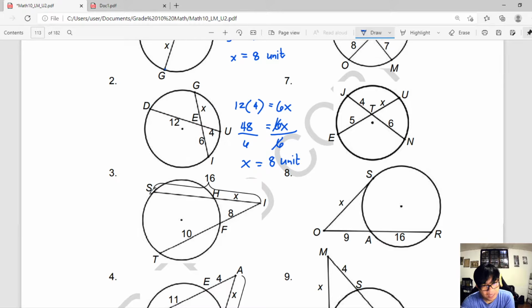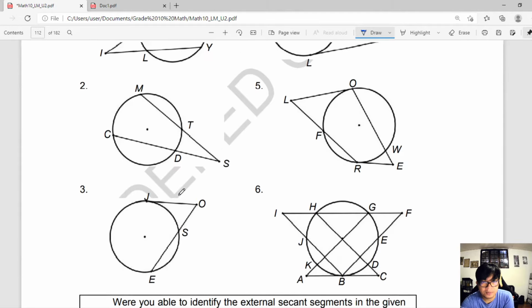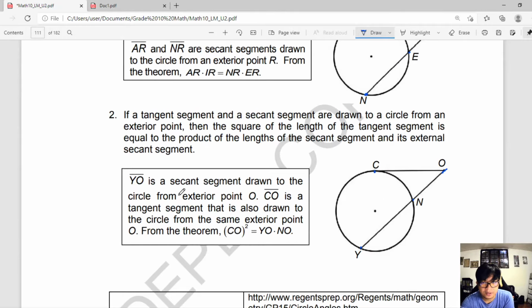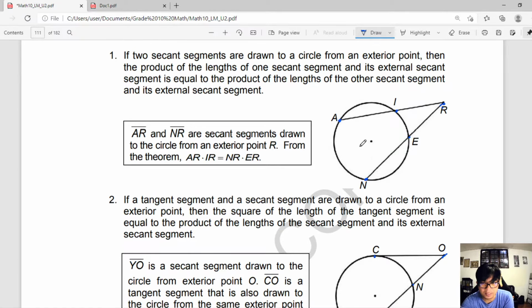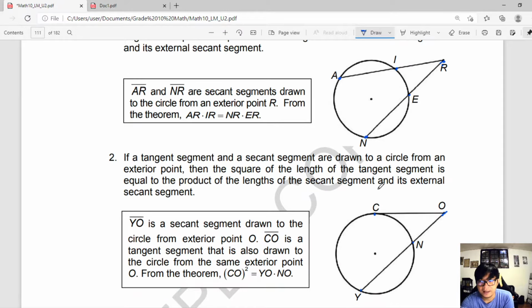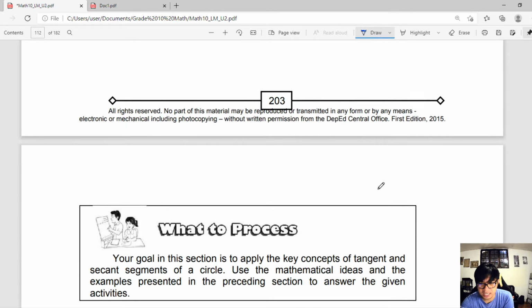Here we have two secant lines that intersect outside of the circle. Each has an external secant segment. So what we will use here is theorem number 1. Let's go back and use this one. It says that the product of the secant and its external secant segment is equal to the product of the other secant times its external secant segment.